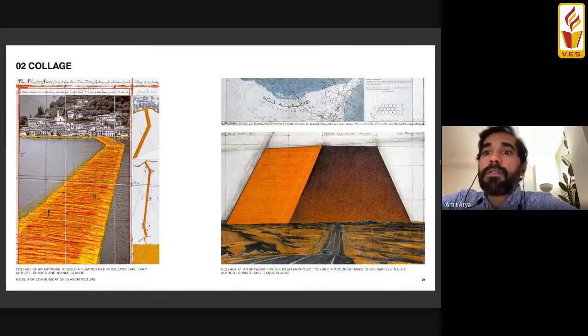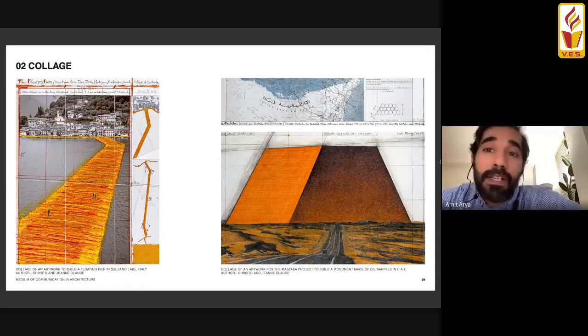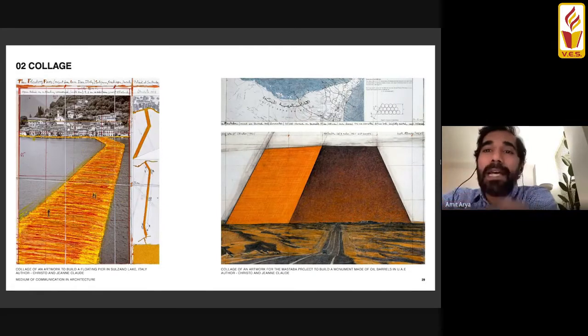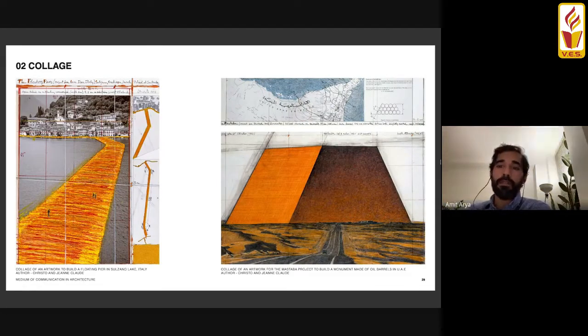Some more examples, because I just love these guys so much, right? Christo and Jean-Claude. And as I said before, they use collages in all ways. The image on the left is the floating pier proposal in Italy, which was just constructed 2 or 3 years ago, maybe, as a floating series of bridges and piers in a lake in Italy, where people could come across from outside of the city and just have this experience of walking on water, right?